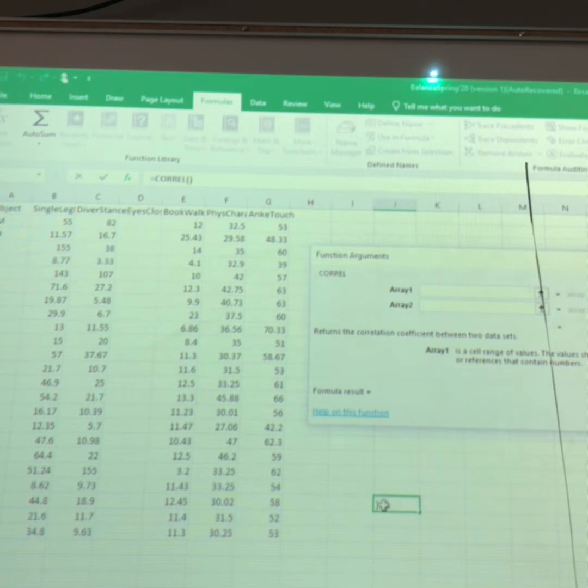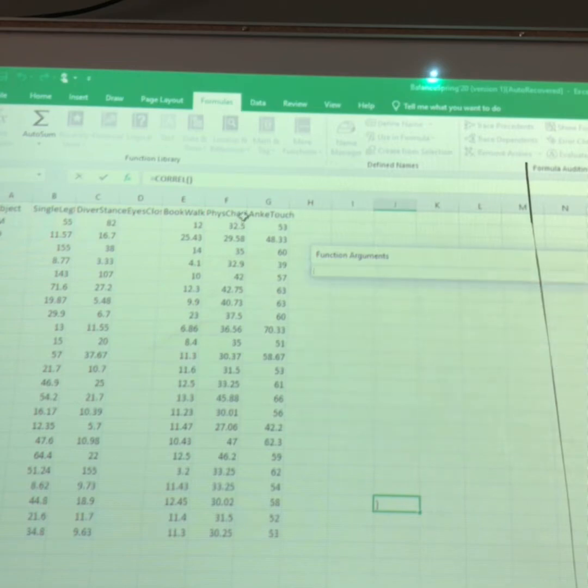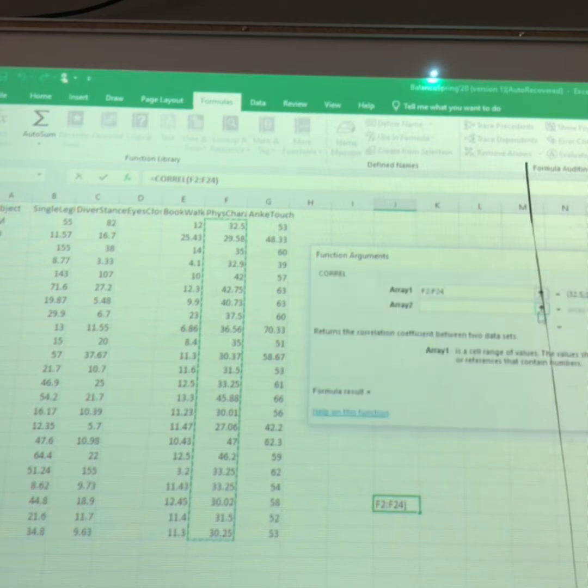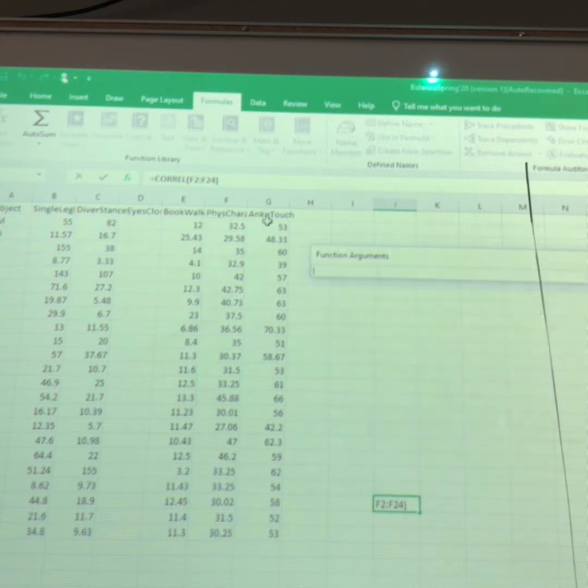So it highlights a cell down here where we're going to get our value. And if we click on this arrow right here, it allows us just to drop down and highlight this entire set of data. So we have all of our physical characteristics of you guys with your foot area size right here. We go back, click this area, and now let's compare that to your ankle touch scores, right? So we're going to take this and look at physical characteristics and ankle touch and try to find out if there's a relationship between those.